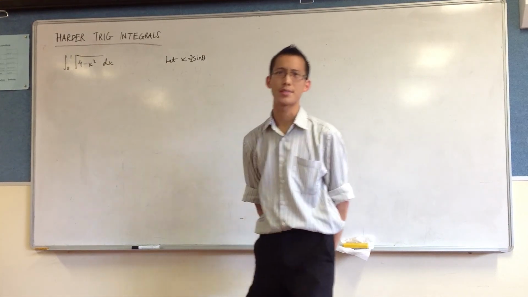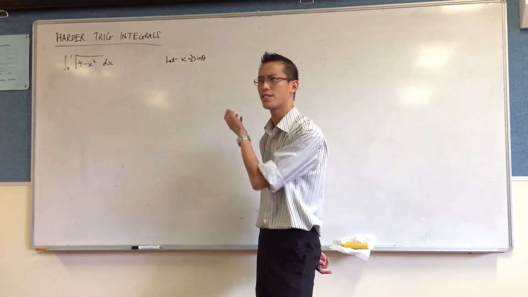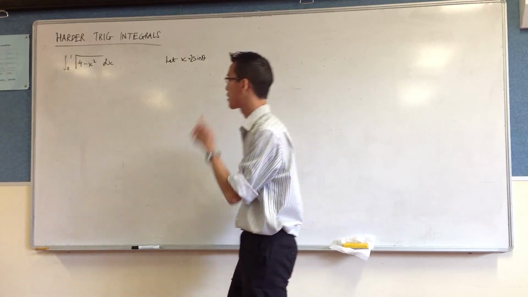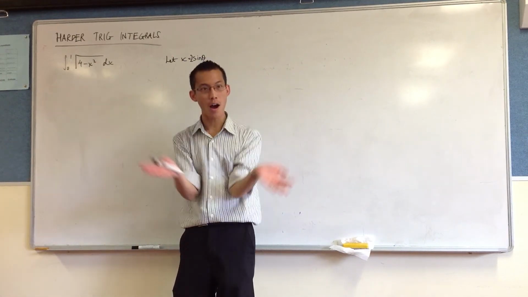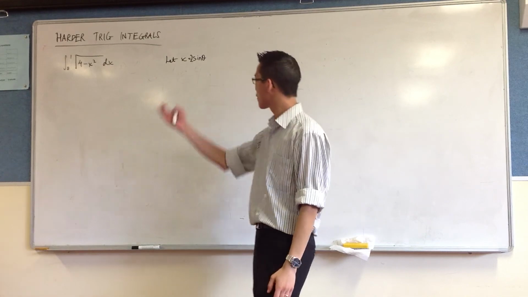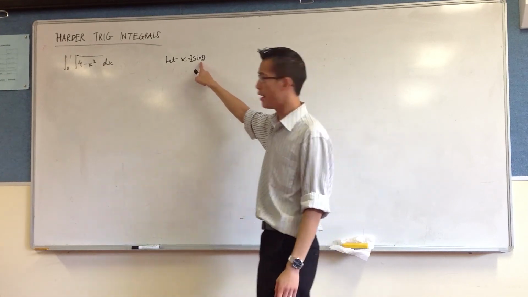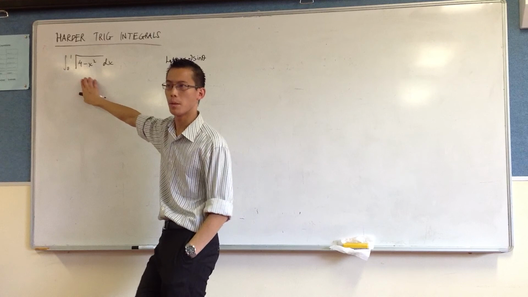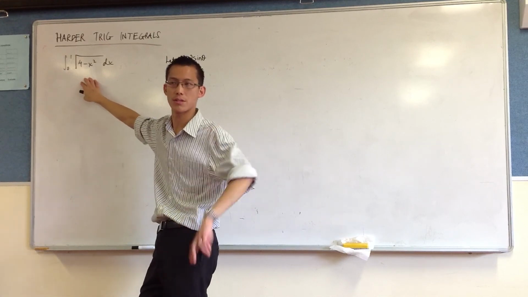What do we do with this? At first it looks like it'd be reverse chain rule, right? Because it's 4 minus x squared to the power of a half. So you're like, ooh, powers, I can deal with that, right? The reason we have to introduce this trig substitution is because, well, can anyone tell me, what's the problem? Why can't I use reverse chain rule on this?